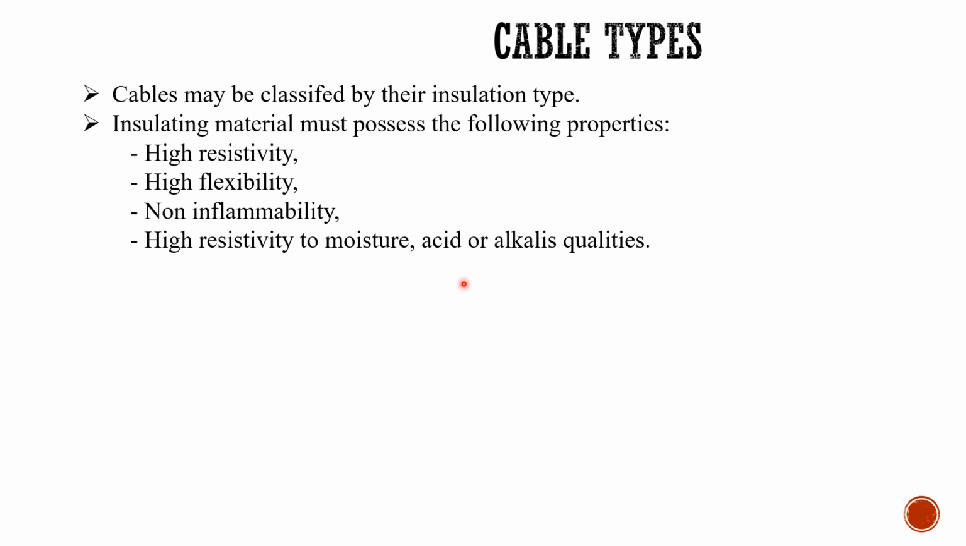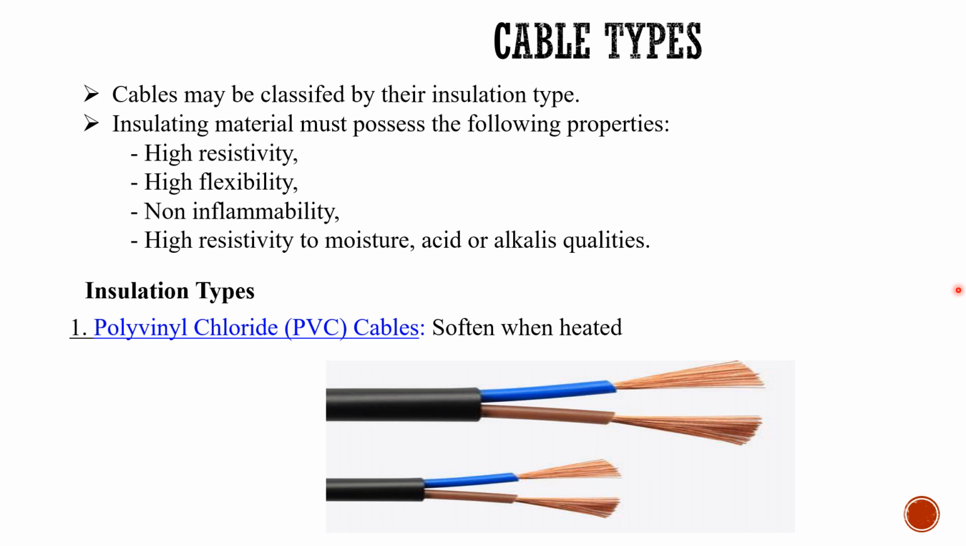Why this? High resistivity, because if it is not highly resistive, the insulator will conduct electricity. If it is not flexible, it will be difficult to use in house wiring. If it is inflammable, it will catch fire easily, and so on. So let's look at the classification of cables based on the insulation type.